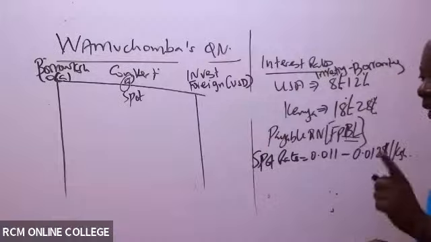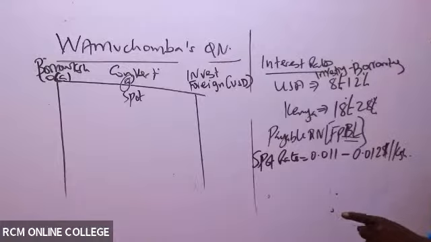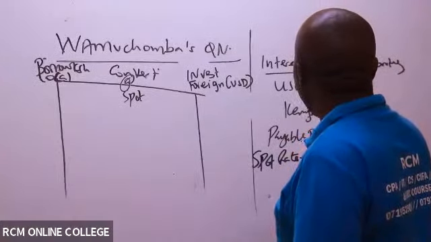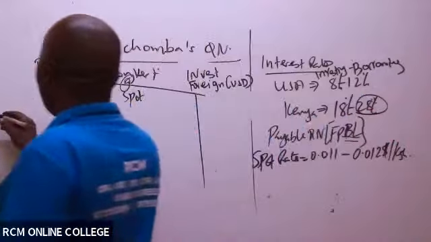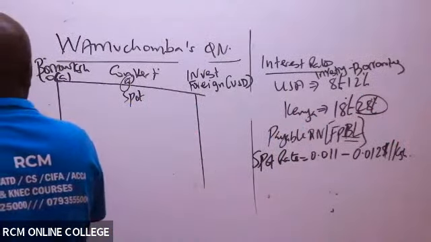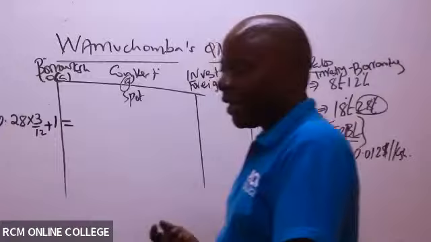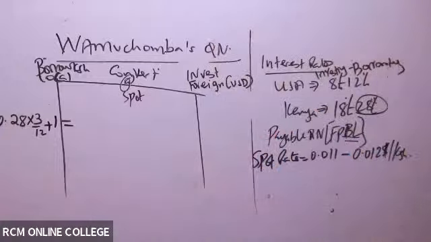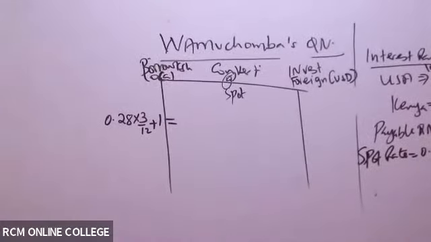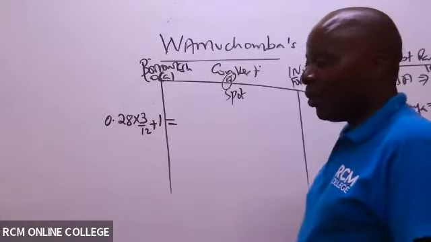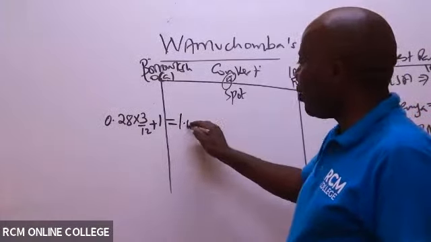So you are telling me, ladies and gentlemen, I like what this guy is doing. He has given me the final answer. But remember, we are borrowing in Kenya, and the borrowing rate in Kenya is 28%. So 0.28 times 3 over 12 plus 1. Can you kindly give me this answer before I proceed? 0.28 times 3 over 12 plus 1. Mary says 1.07 like that.